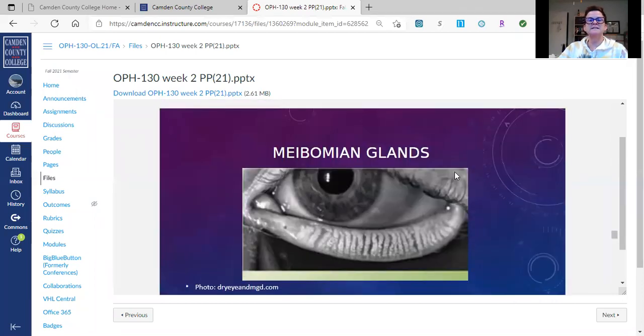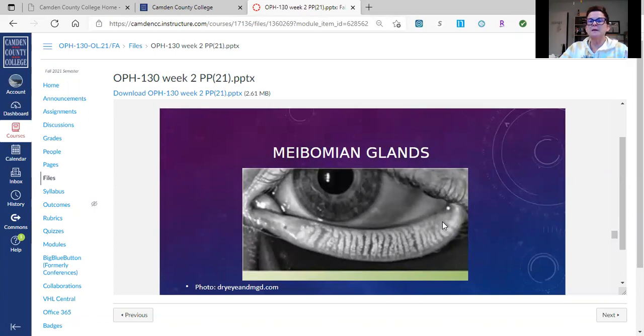All right, so obviously this is a picture of the lower eyelid being pulled down, and this is so that we can view the meibomian glands. Each of these linear structures here within the lower lid are the meibomian glands, and we have them in the upper lid as well.